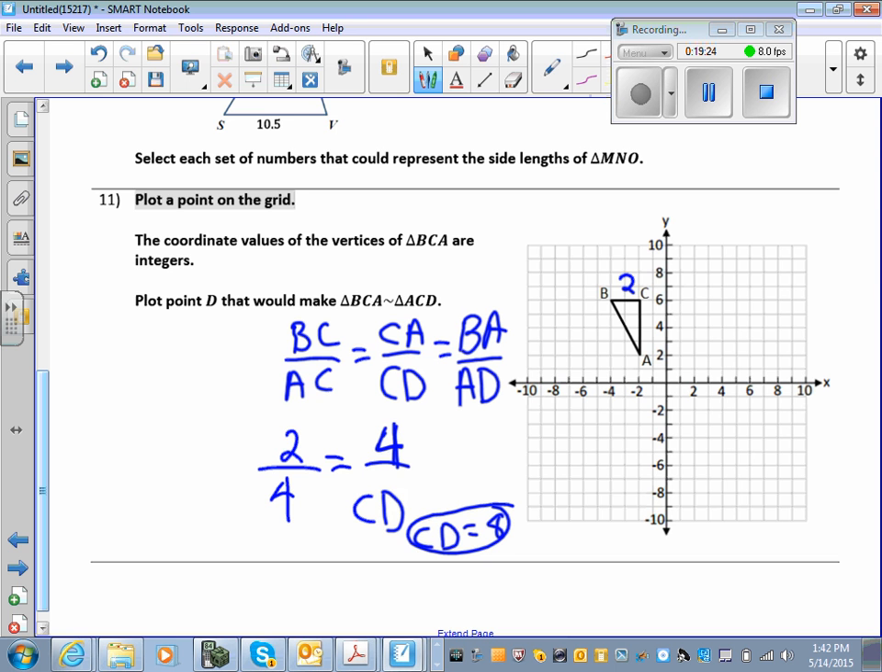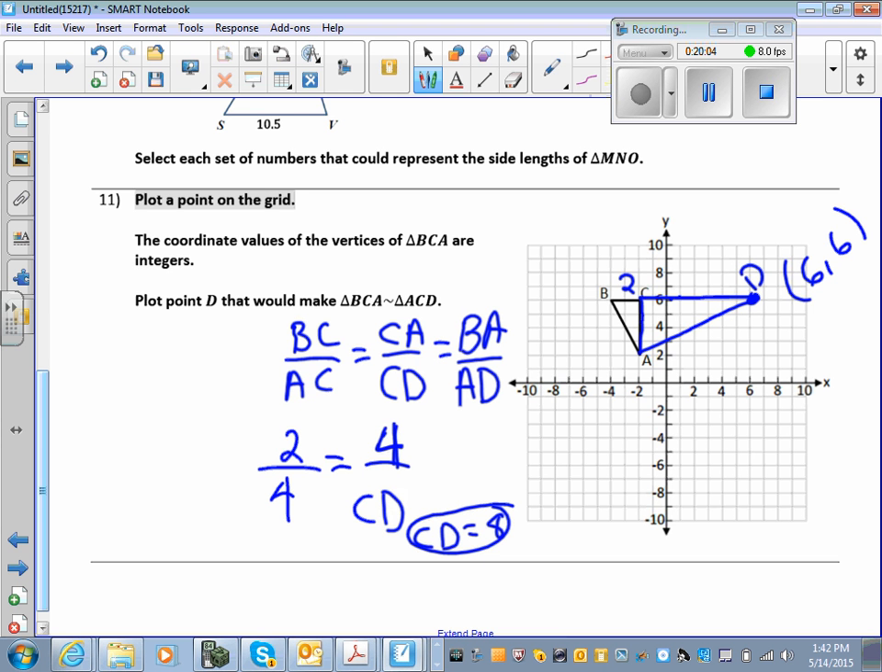Since I know CD needs to be 8, I'm going to start here and count 1, 2, 3, 4, 5, 6, 7, 8. This is where I'm going to plot it. So D would be where? 6 and 6. So I'm going to connect this with my line. I'm still going to use this as one of my sides, CAD. So ACD is similar to BCA. So the line you're going to point is going to be this one.